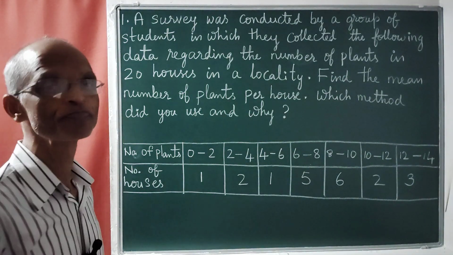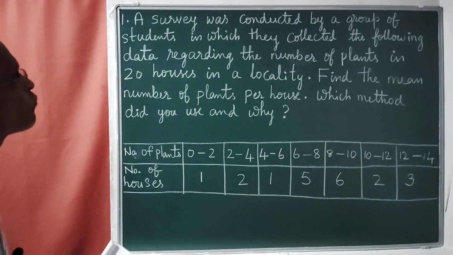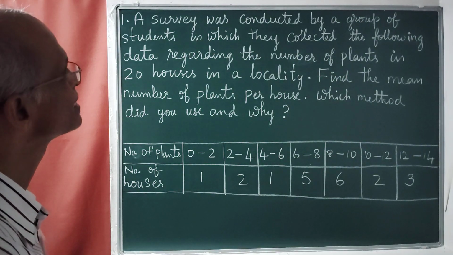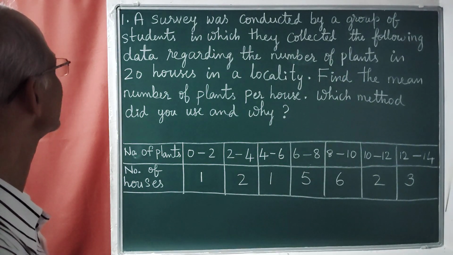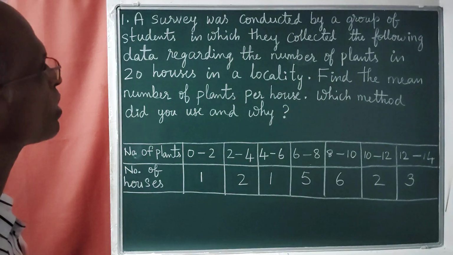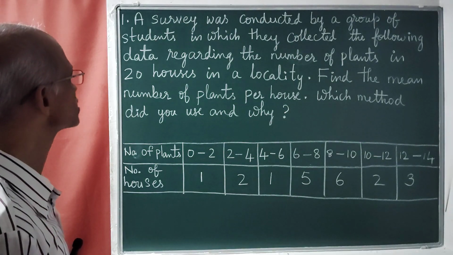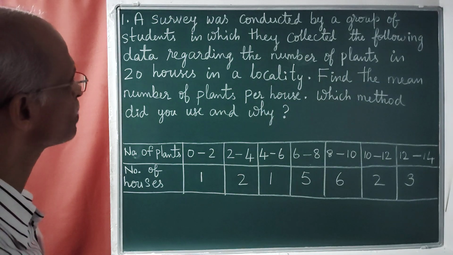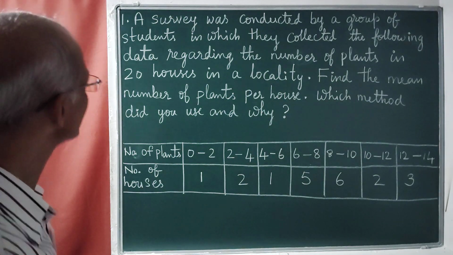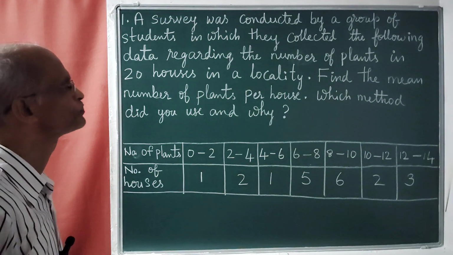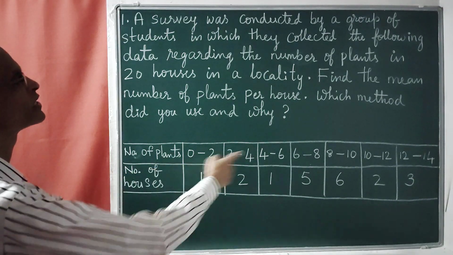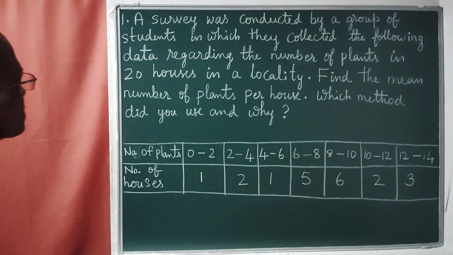First sum. A survey was conducted by a group of students in which they collected the following data regarding the number of plants in 20 houses in a locality. Find the mean number of plants per house. Which method did you use and why? The data is given here.